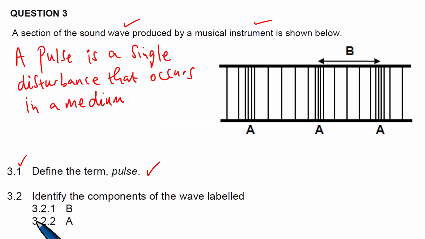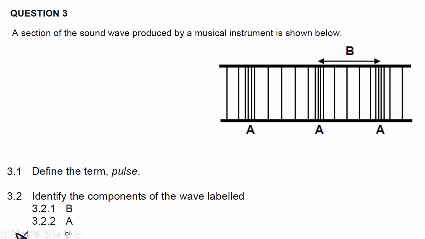Next question. Identify the components of the wave labeled B. Right. B. What is B there in the diagram? What component? What do you think B is? Because this is a sound wave produced by a musical instrument. What do you call B in the diagram?